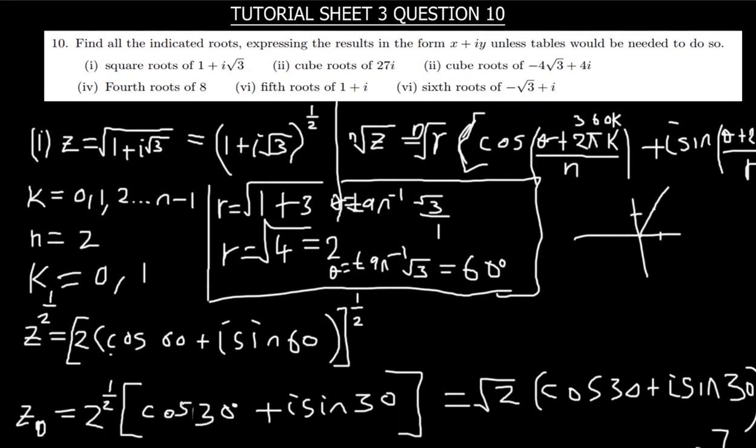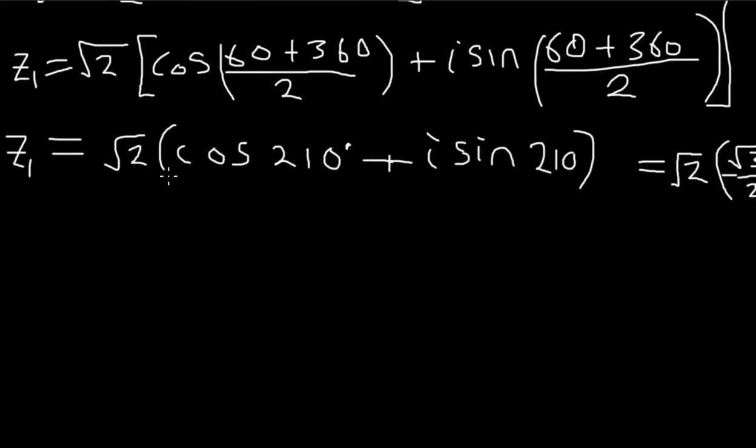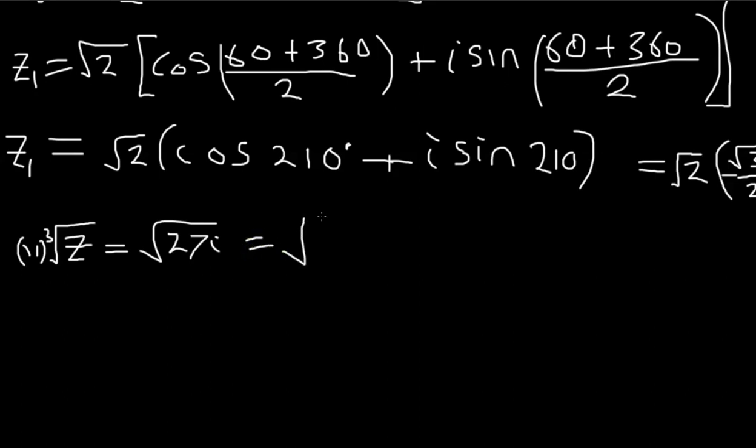So our next question is the cube root of 27i. So the second question is the cube root. Our z is equal to... they're saying the cube root of z, meaning the cube root, our z was 27i. So how do you do this? The way you do this, as I earlier said, you first have to convert this complex number into polar form.